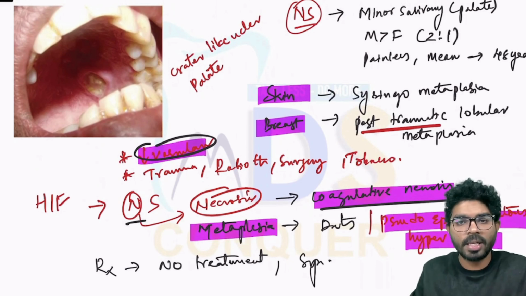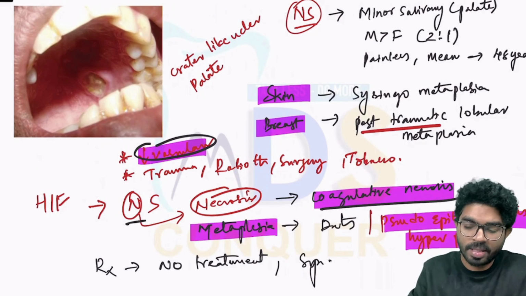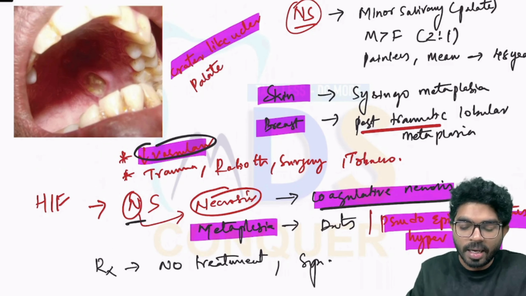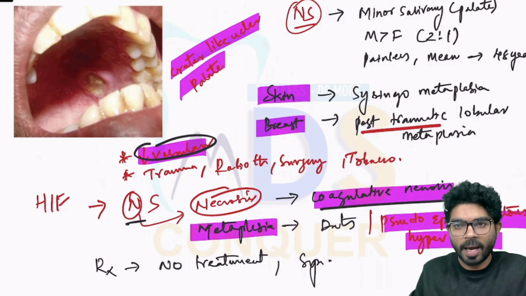Necrotizing sialometaplasia: preferably the question will be worded as a crater-like depression seen on the palate because of minor salivary glands. It is most commonly seen in males compared to females. It is painless. The mean age is 48 years. The skin lesion is called syringometaplasia. The breast lesion is called post-traumatic lobar metaplasia.